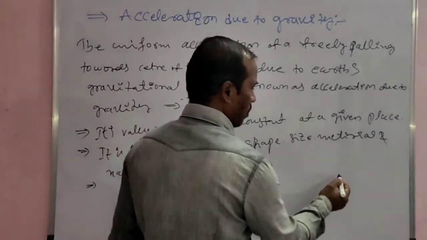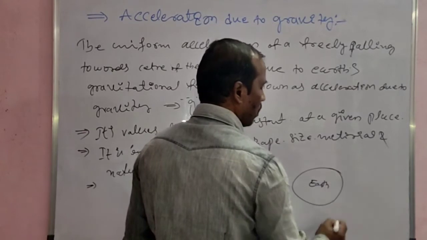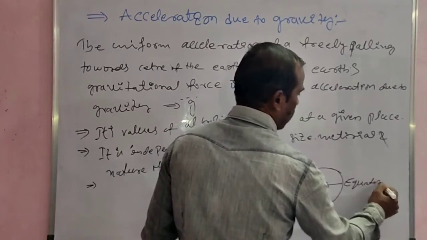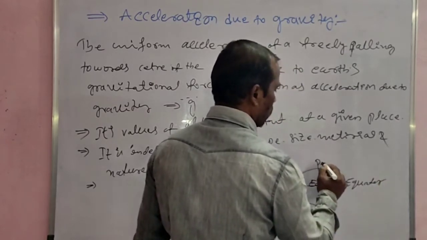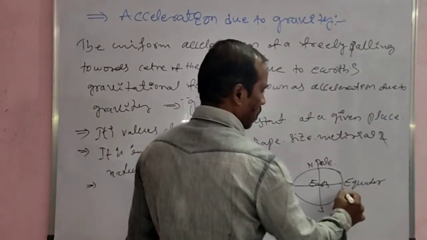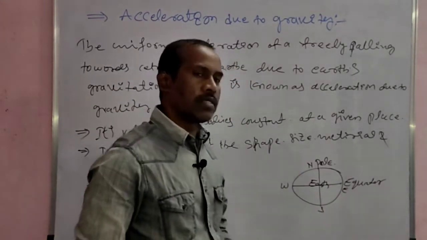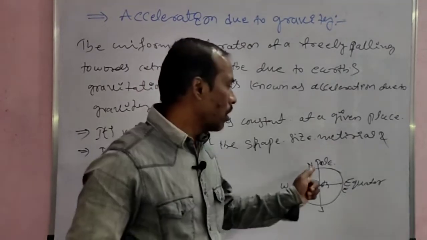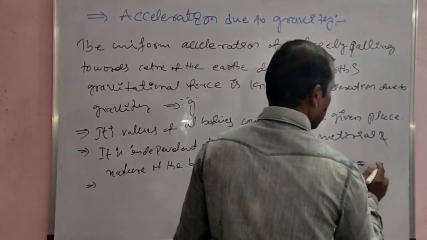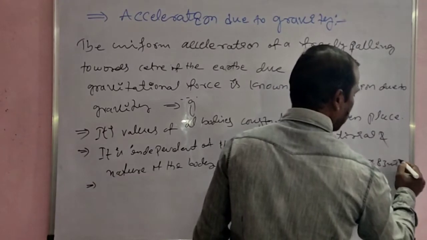For example, this is the earth. These are the equator and this one here is the pole. North and south are the poles; east and west is the equator. The g value at the poles is 9.83 meter per second square.